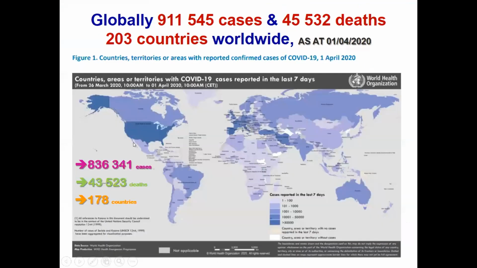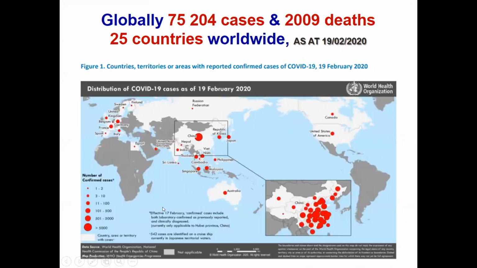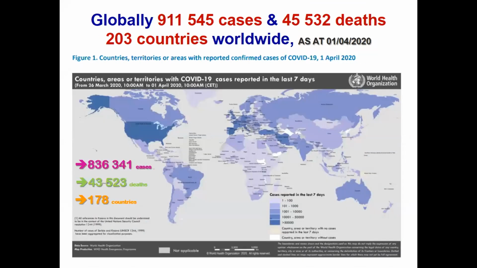today. So I just want to take you back about a month or two, looking at the statistics we had globally for the month of February. We had 75,000 cases and approximately 2,000 deaths across 25 countries worldwide. And if you fast forward to yesterday, we see that the number of cases has increased tremendously, and we're sitting on 911,000 cases and 45,000 deaths across 203 countries.